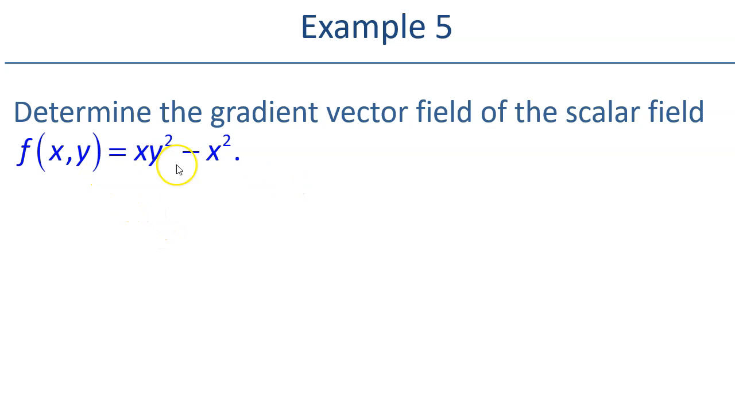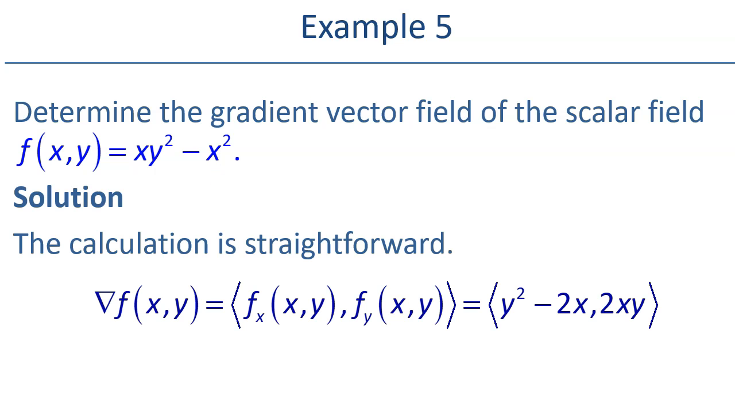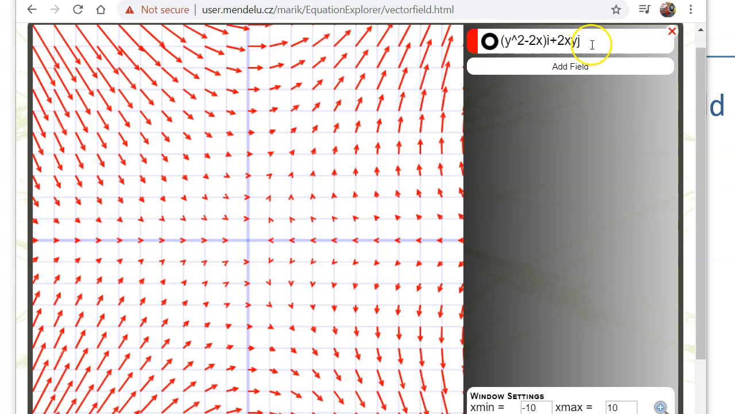But if we take that and come up with the gradient of that field, we get, again, the derivative with respect to x would be y squared minus 2x, and then the derivative with respect to y would be 2xy, and then the minus x squared would be 0 because there's no y's in that. So there's our gradient field, and we could plot several of those. We could do the same thing that we've been doing. All right, and we get something that looks like this.